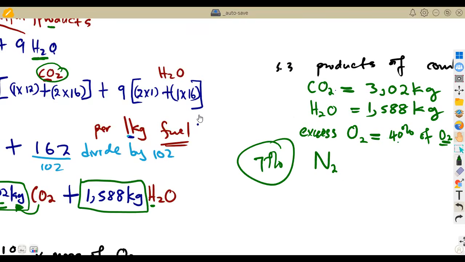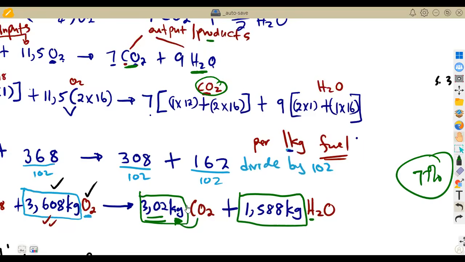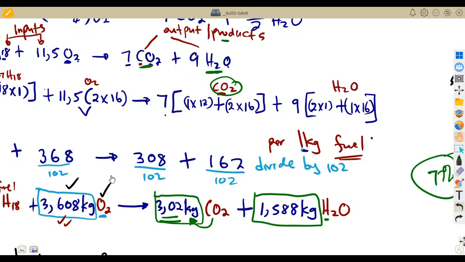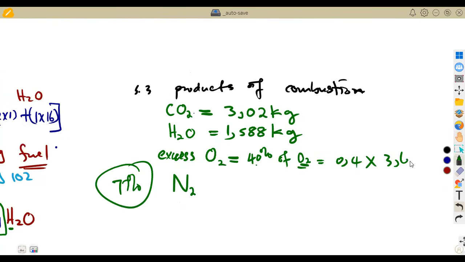So the mass of oxygen, as we considered before from our theoretical conditions, our oxygen here, that is O2, is 3.608 kgs. So you're going to use this value. That is going to give us the mass corresponding to oxygen at excess, which is 1.443 kgs. All right. Then we deal with the nitrogen on our side. We're going to have our nitrogen aside. All right, remember what I said about nitrogen.